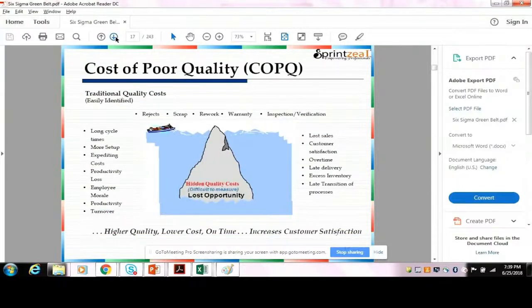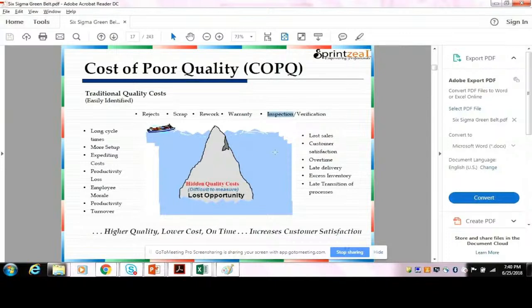Okay, how do we identify the projects? There's something known as COPQ, which is cost of poor quality. There's a diagram that you see here. There is a lot of hidden quality cost that you generally don't see unless you get into the data. The costs that you would generally see are the rejects, the scrap, the rework, the warranty failures, or the inspection or verification failures that you get.